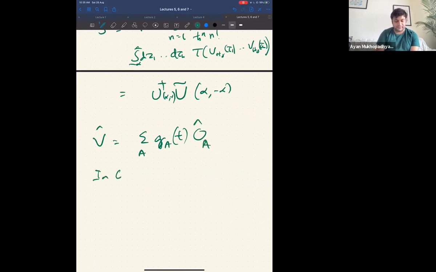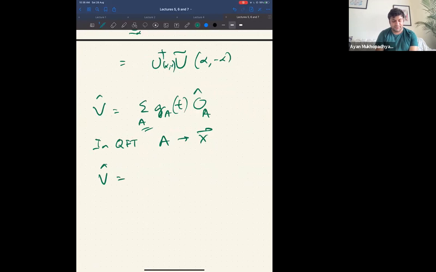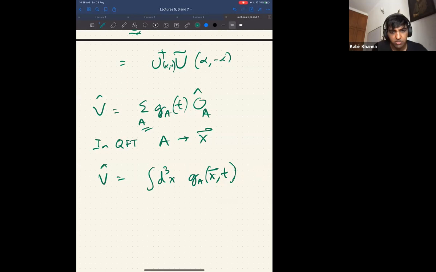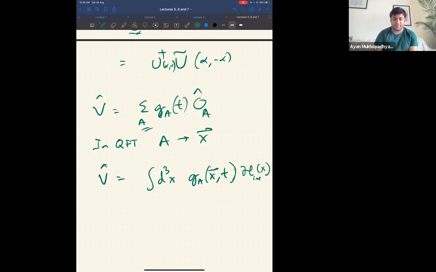In quantum field theory, A basically would stand for the positions x of space. So basically, instead of a summation, you have an integral. So V hat in quantum field theory would be simply the integral d^3x of some coefficient g(x,t) times O hat(x). Of course, there can be other indices too, but maybe what I can do, I can rewrite this as, sometimes what people do. It's not d4x, is it? Or it's only over space. It's only over space, yeah.